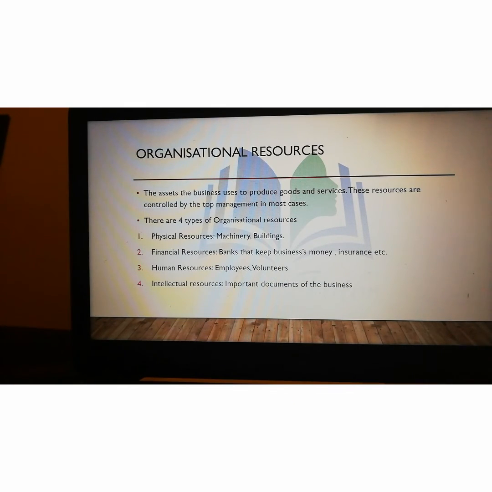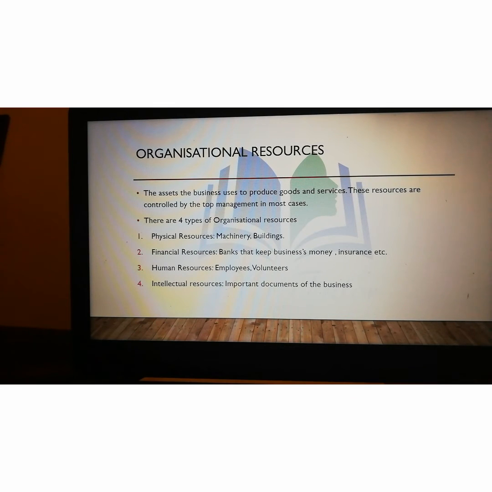And then the last type of an organizational resource is what we call intellectual resources. Now these are the important documents of the business. For example, your financial books, the books of the business where they record the financial transactions, how much money came in on the day, or banking, how much the business keeps in the bank. These are the important documents. The contracts, the employee contracts, these are intellectual resources, important documents generally of the business.